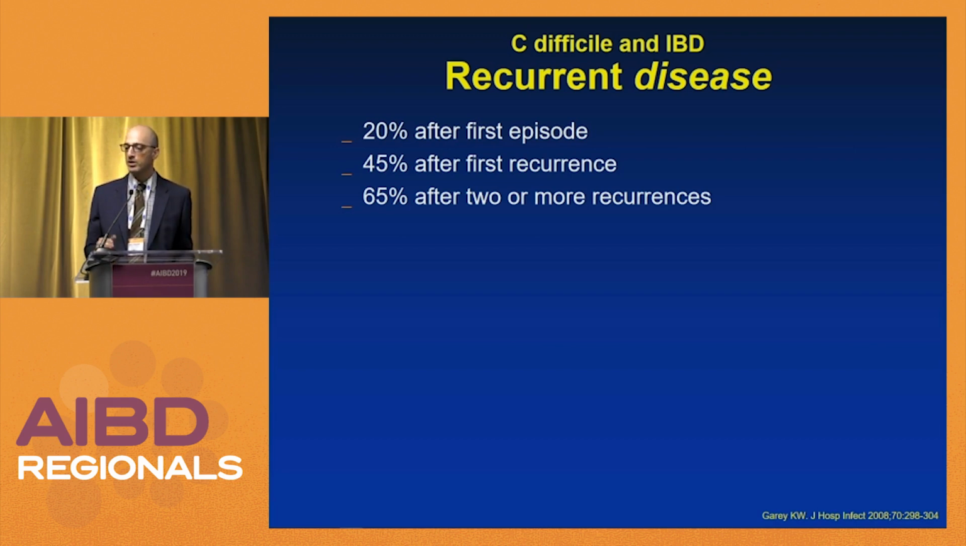So the risk of recurrence is about 20% after the first episode. For patients who've had one recurrence, it increases to 45%. And for patients who have two recurrences, it increases to up to 65%.